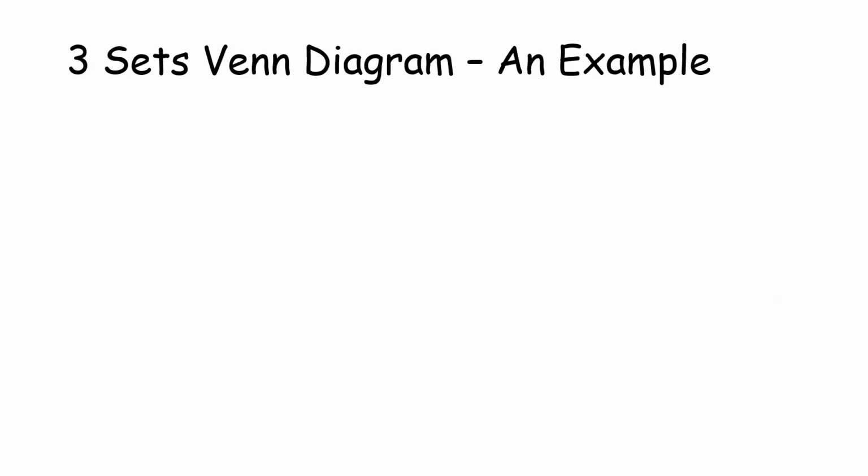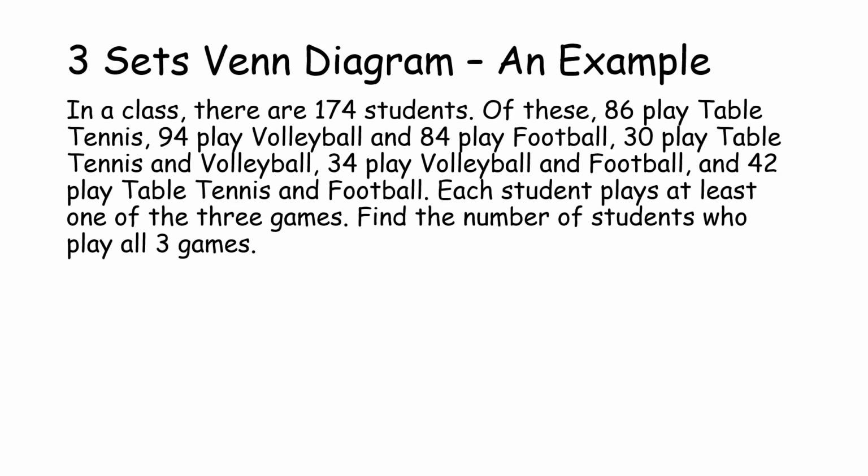Next up, we're going to look at a three-set Venn diagram problem. In a class, there are 174 students. Of these, 86 play table tennis, 94 play volleyball, and 84 play football. 30 play table tennis and volleyball, 34 play volleyball and football, and 42 play table tennis and football. Each student plays at least one of the 3 games. Find the number of students who play all 3 games.